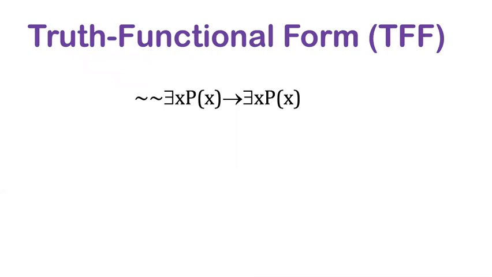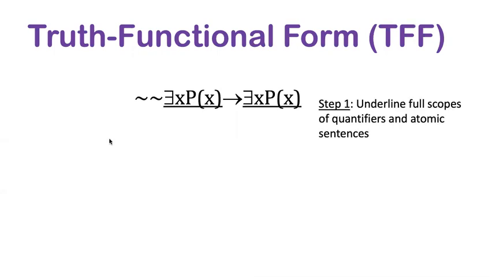The truth functional form algorithm is a tool to help you identify the truth functional form of this sentence. And what it says is you first start by underlining the scope of the quantifiers. So the scope of this quantifier is narrow. It just covers the P of x. And the same with this one. So these connectives all appear outside the scopes of the quantifiers. And that's why I've underlined it like I have here.